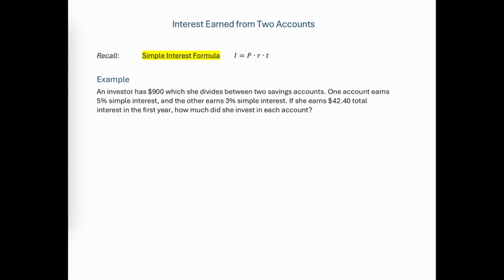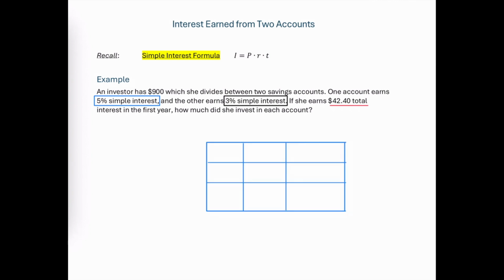An investor has $900 which she divides into two savings accounts. One account earns 5% simple interest, and the other account earns 3%. If she earns a total of $42.40 interest in the first year, how much did she invest in each account?